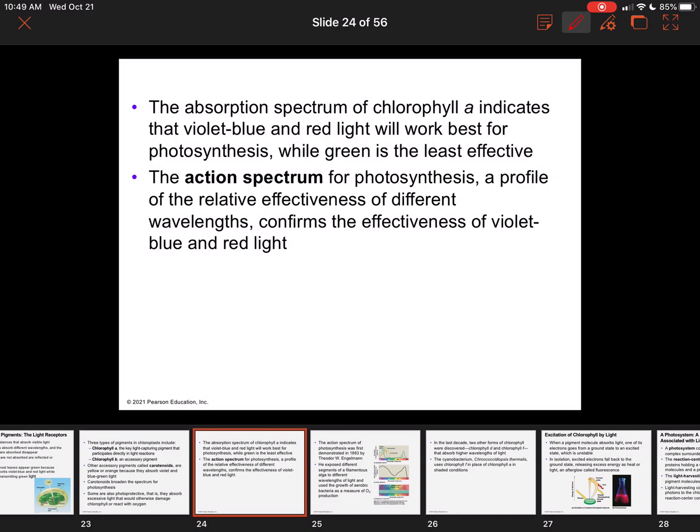It says the absorption spectrum of chlorophyll A indicates that blue and red light will work best for photosynthesis, and green is the least effective. Because the plants will reflect the green and not absorb that light, then photosynthesis would not occur. It says the action spectrum for photosynthesis is a profile of the relative effectiveness of different wavelengths. It confirms the effectiveness of violet, blue, and red. Those reds and blues get pulled in for photosynthesis. Green gets reflected, so it is not good for photosynthesis.